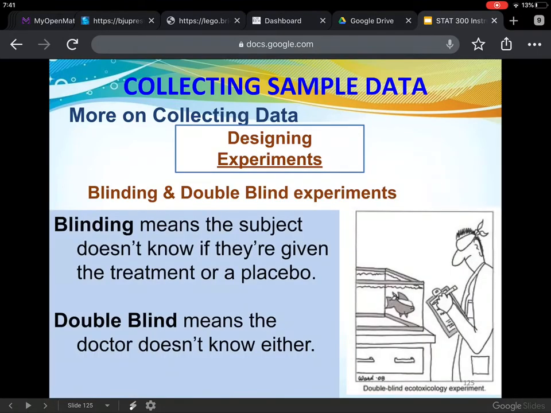And then it's best to have a blind, or even better, a double-blind experiment. Blinding means that the subject doesn't know if they're given the treatment or a placebo, right? Whether you were given a piece of candy or you're actually given the pill. Double-blind means that the doctor doesn't know either. They're studying you, and they are looking at the symptoms, the results after you've been taking the medication or the pill. They don't know which one it is, and they're actually writing down their conclusions, right?